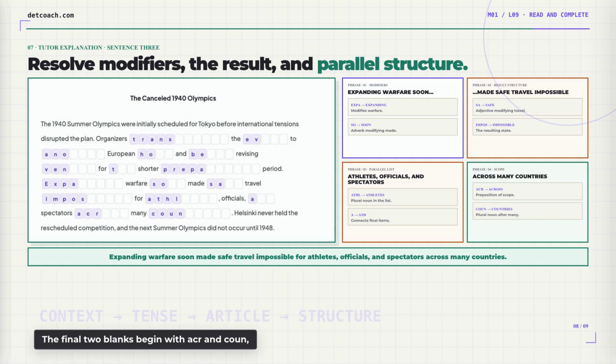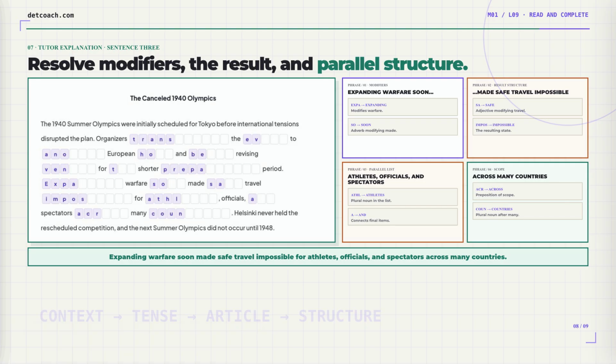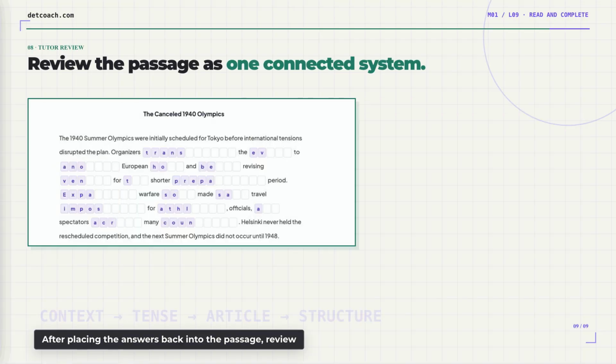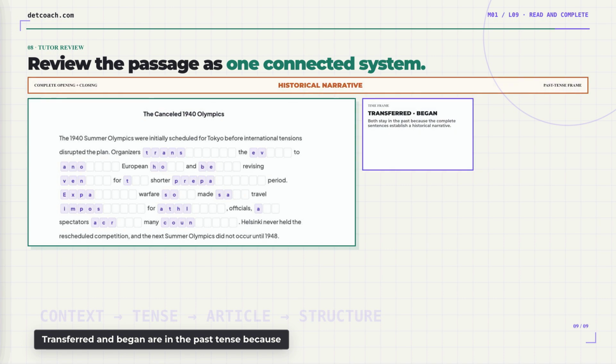The final two blanks begin with acr and count, with the second appearing after many. Together with many, they form across many countries, so the answers are across and countries. After placing the answers back into the passage, review the logic once more. Transferred and began are in the past tense because the complete opening and closing sentences establish a historical narrative.